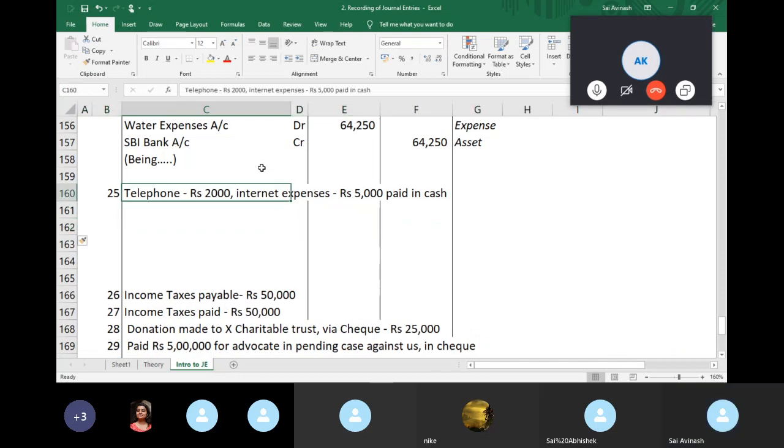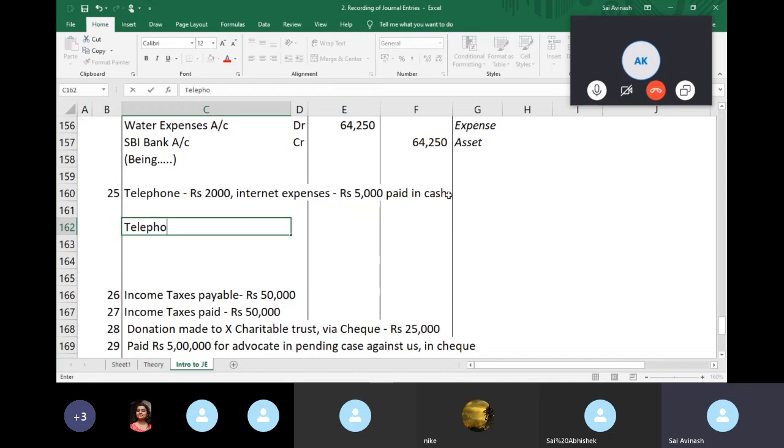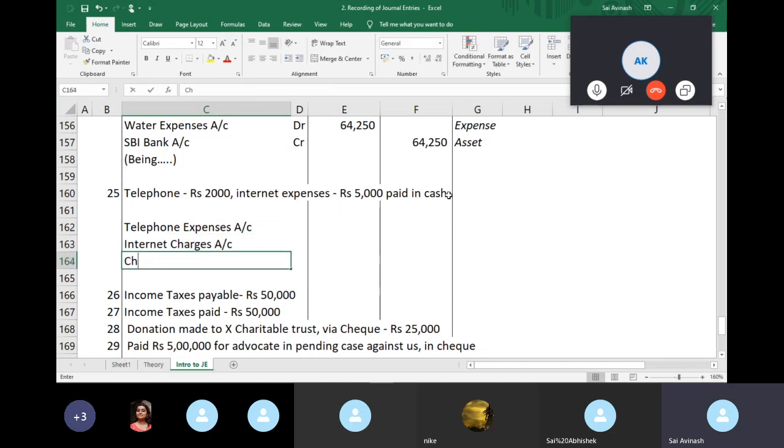So how many accounts are involved in this transaction? You have an account which represents the telephone bill you paid, an account which represents internet expenses, and the cash account. So there are three accounts involved in this transaction. So you have the telephone expenses account, you have the internet charges account, and you have the cash account.